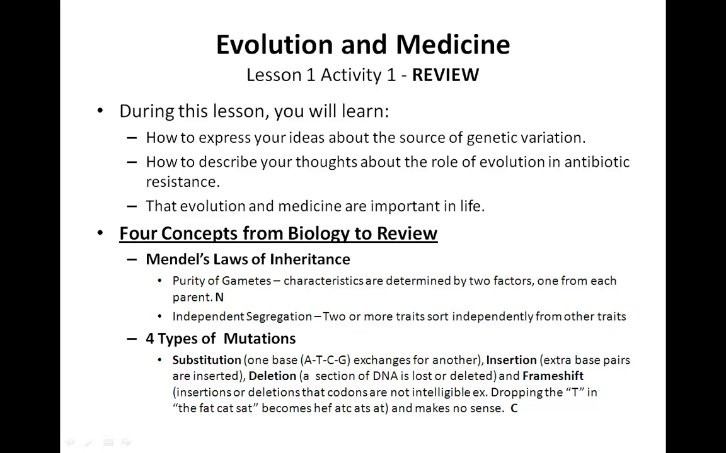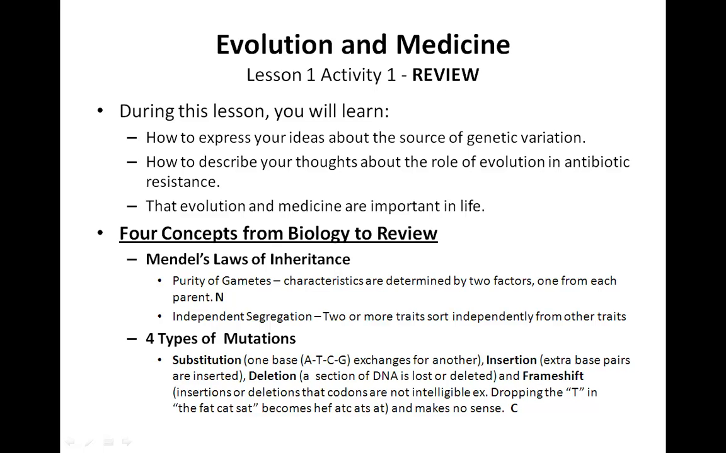And then there's the law of independent segregation, and this deals with more than one trait. So it might be tall blue plants and short yellow plants. And there would be 4 characteristics, and they would separate independently from each other. So you'd have a blue trait, a yellow trait, a tall trait, and a short trait.